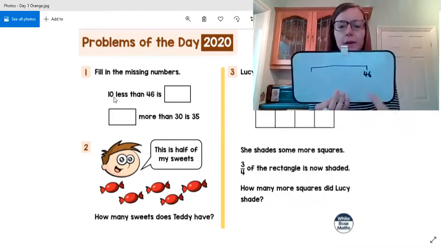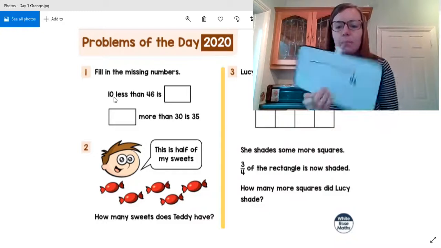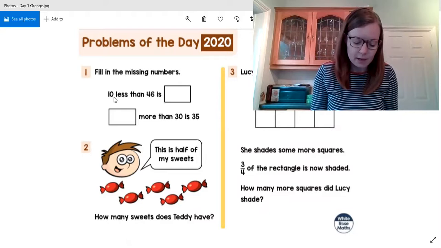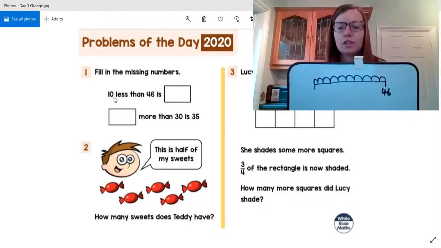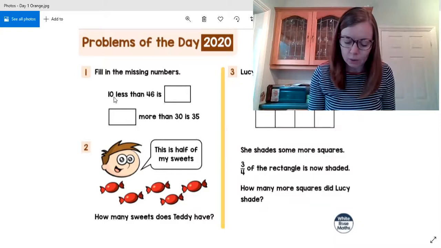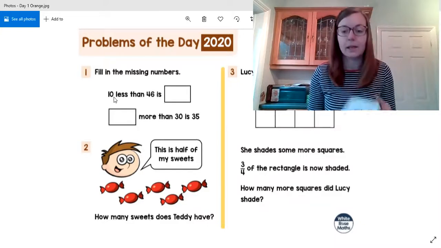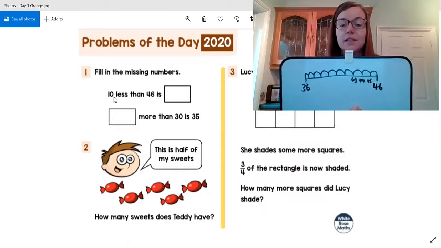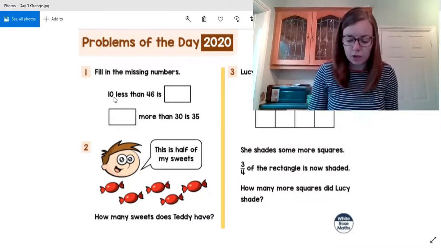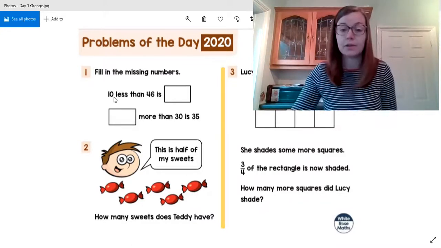and then I could be hopping 10 jumps back. So we're going to go 1, 2, 3, 4, 5, 6, 7, 8, 9, 10. Got 10 hops all the way back. And then I would simply count back with those hops, 45, 44, 43, all the way until I get to 36. Or I could use my knowledge of place value to do these.